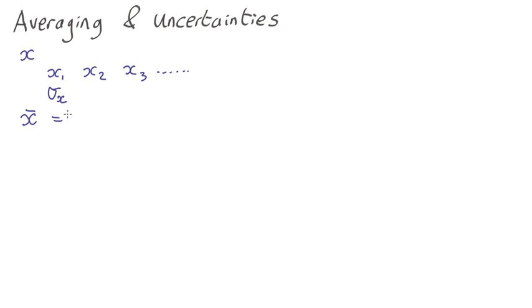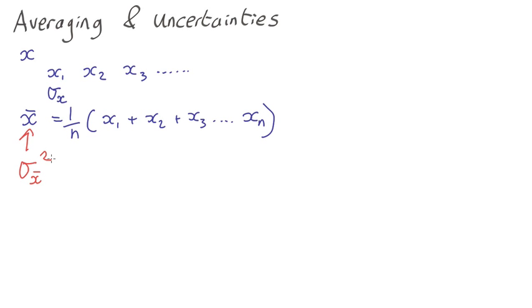Now the average is just 1 over n times x1 plus x2 plus x3 up to xn. So that's the definition of an average you should all know. You just add up all the numbers and divide by the number of them. But what's the uncertainty in this? Sigma x bar. Well, you can work it out just by the normal uncertainty propagation equations.